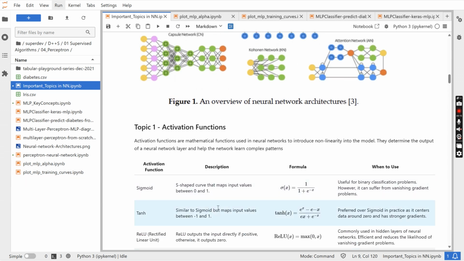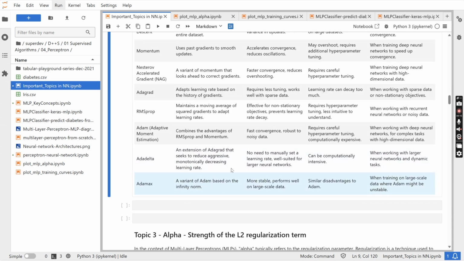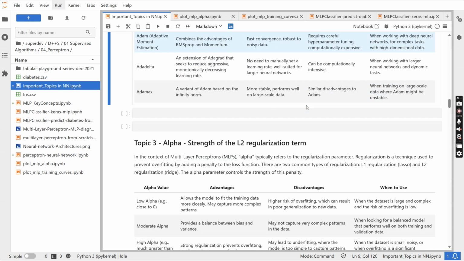If you understood these activation functions and solvers, then you understood 80% of neural networks. That's how I see it, because every other topic is very minor and very easy to remember. These are the ones where a lot of complexity is there.